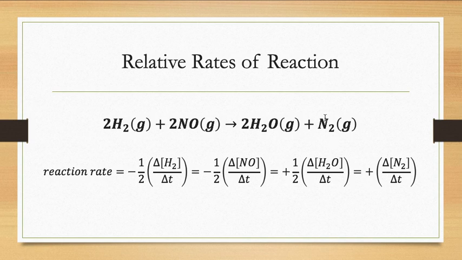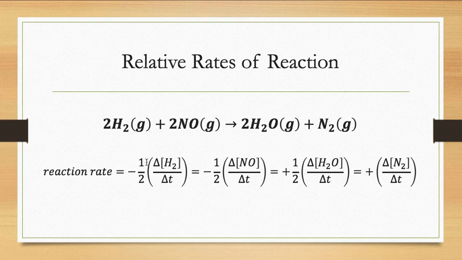So sometimes we want to have just one value that represents the whole reaction. So we can say the reaction rate is, and we just take -1 divided by the coefficient for each of the reactants, and +1 divided by the coefficient for each of the products, right?